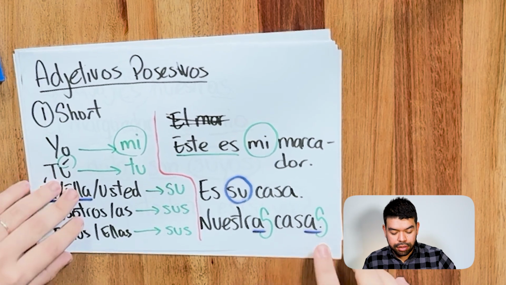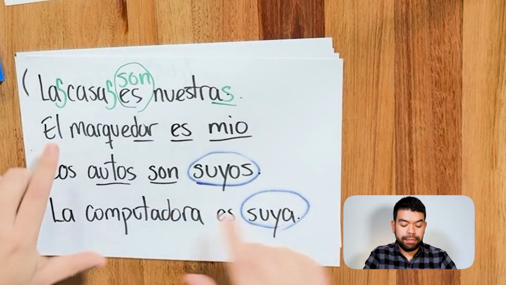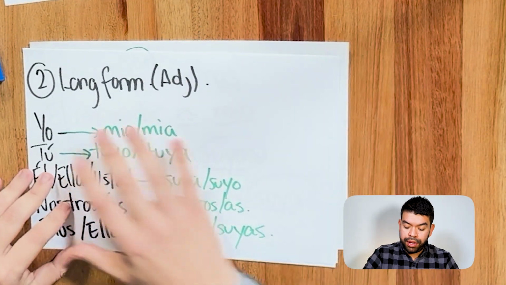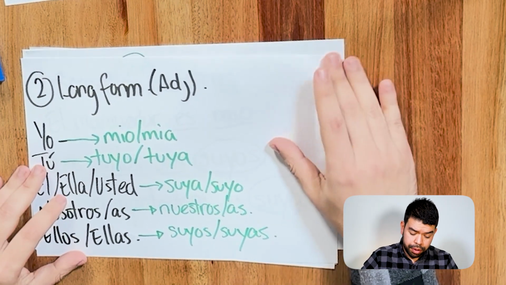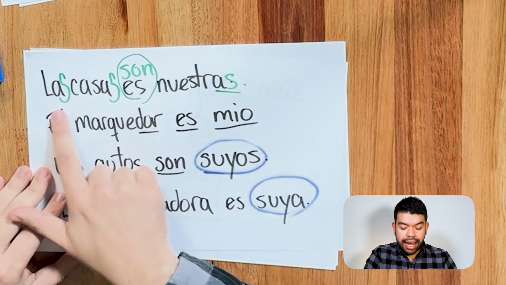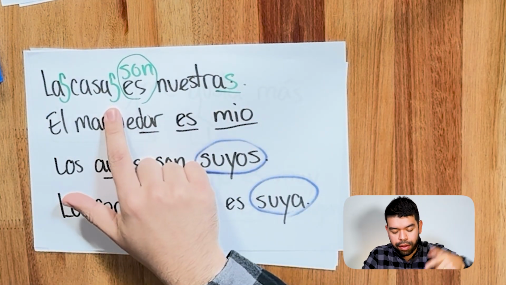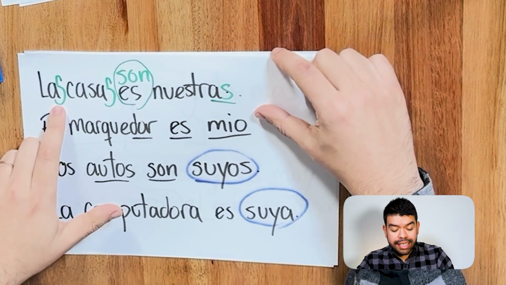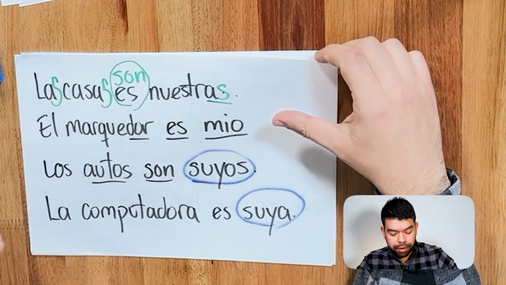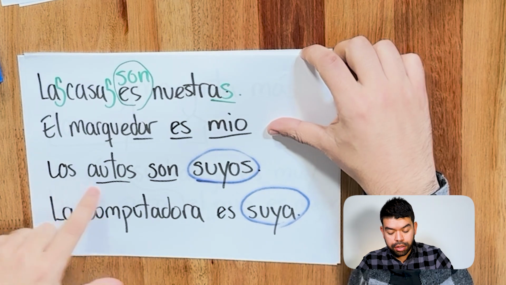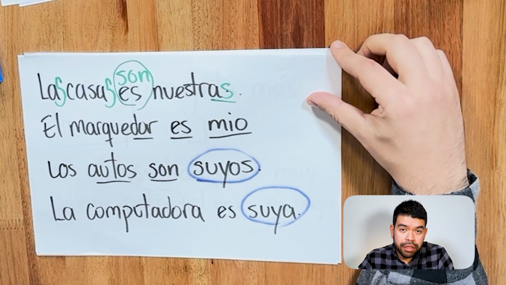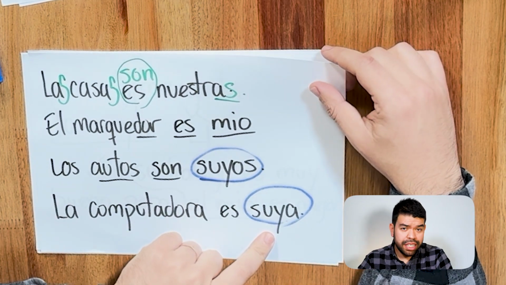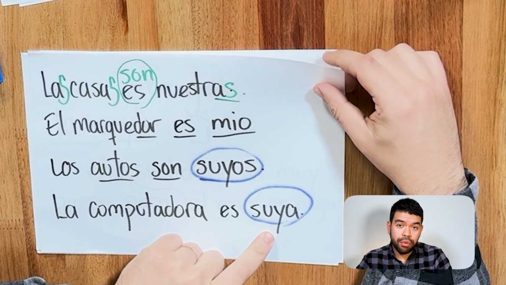Nuestras casas, our houses. We have also the long form, right? And wait, here we have them. Okay. Long form, different chart, right? Very good. La casa es nuestra. It goes after the noun. We use it to highlight, to emphasize possession, right? Las casas son nuestras. It matches in gender and number. El marcador es mío. Los autos son suyos. We don't know the gender of this person, but we have context in this case, right? La computadora es suya. We don't know if it's his or hers, but we know that it's someone else's, right?